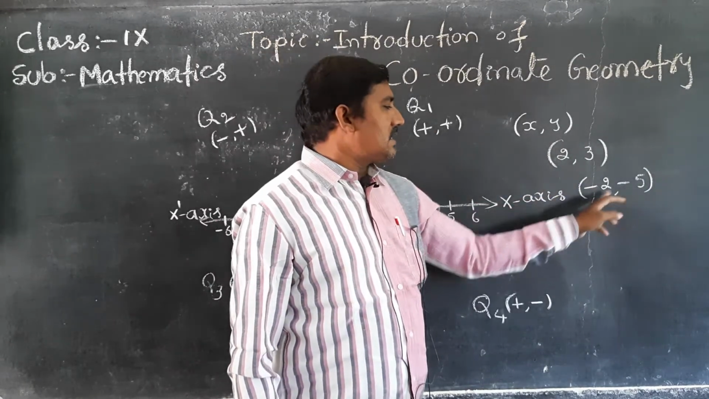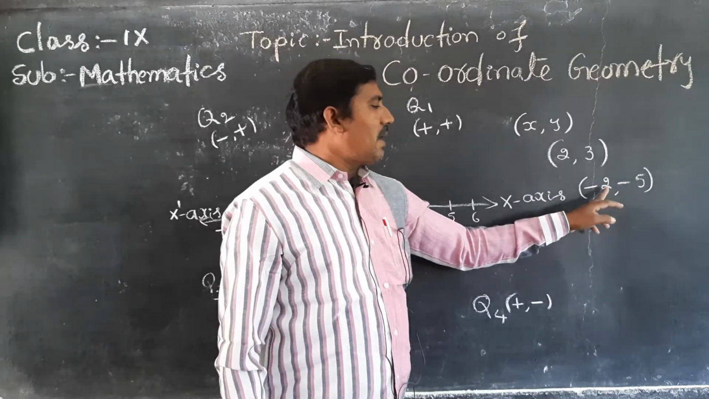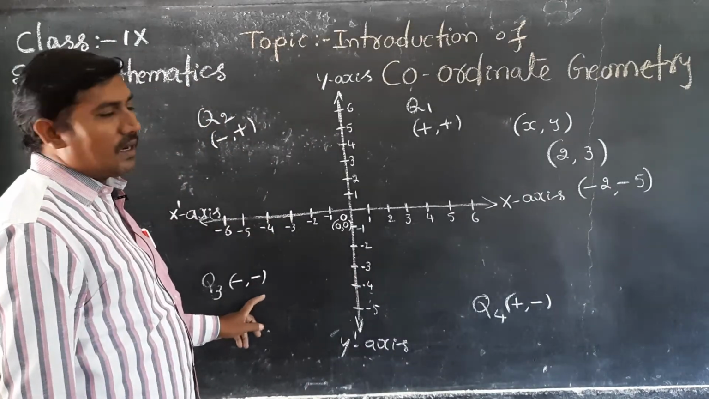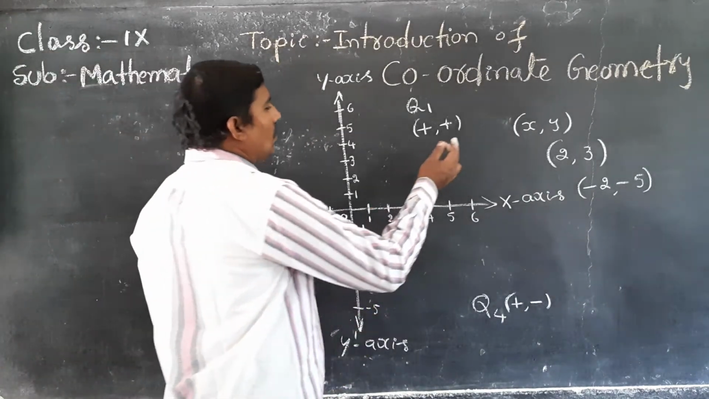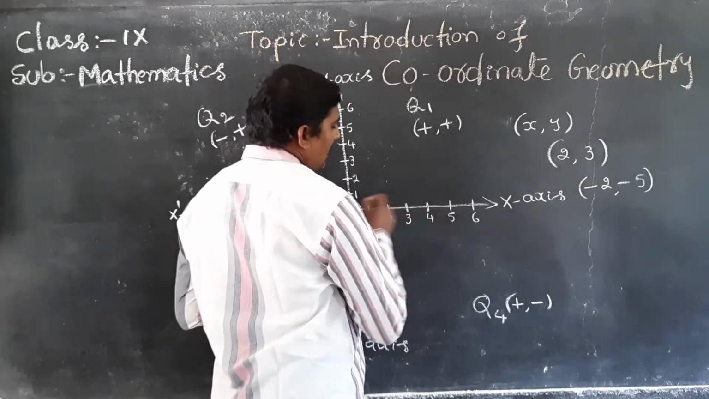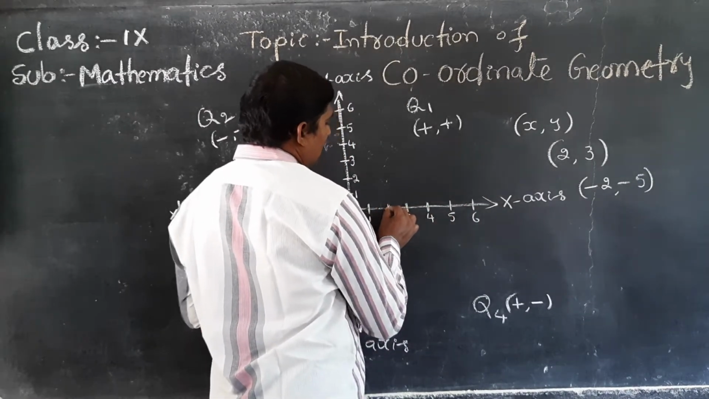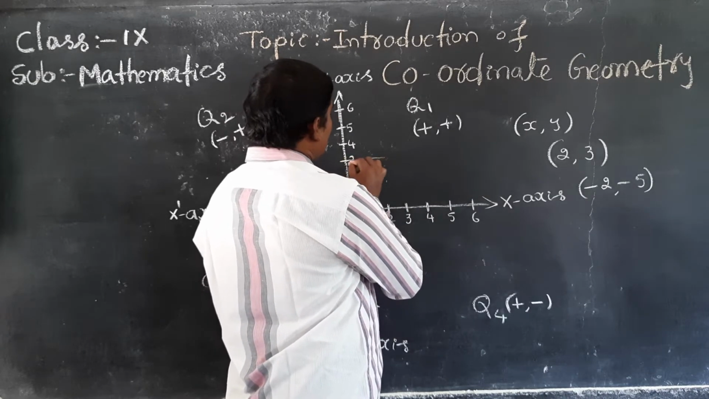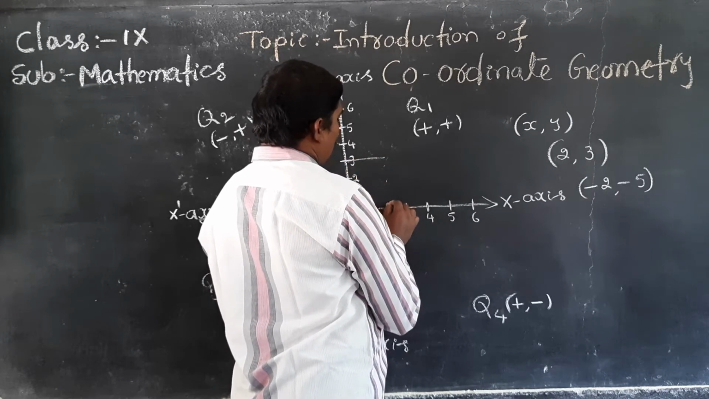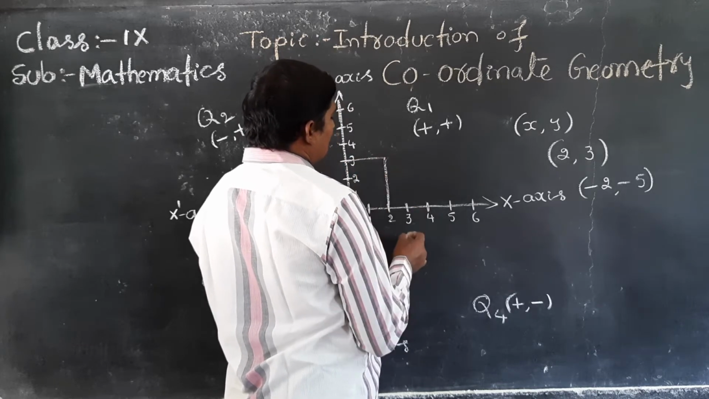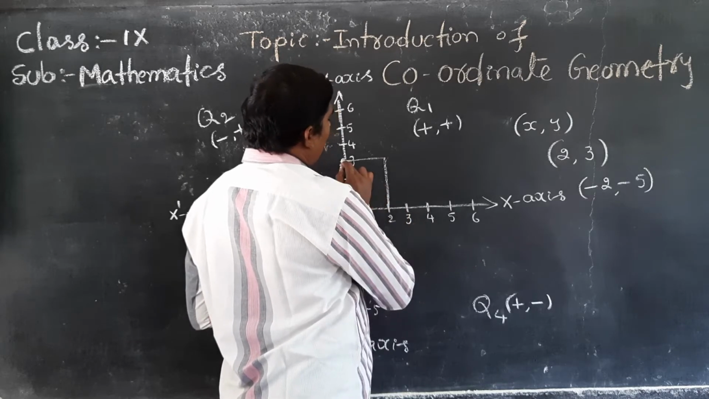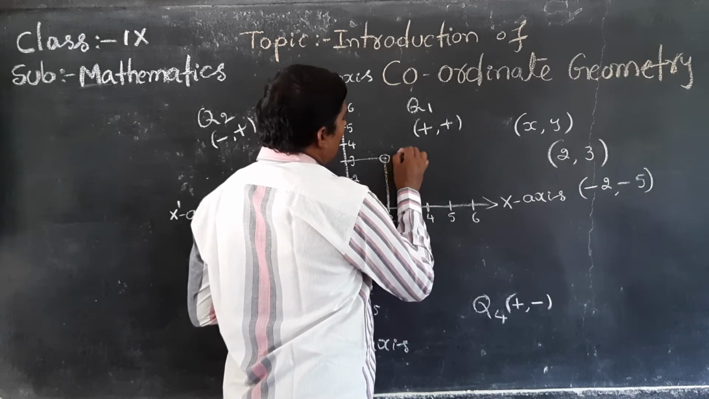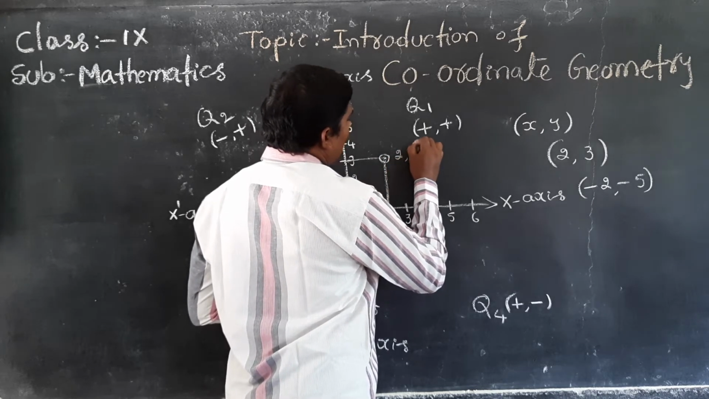Here both are minus. Minus 2 comma minus 5, where will it be located? Both are minus, so it is under quadrant 3. See, for 2 comma 3, on the x-axis 2, on the y-axis 3. Actually there is no need to draw; just for understanding, on the x-axis 2, on the y-axis 3. This point is called 2 comma 3.